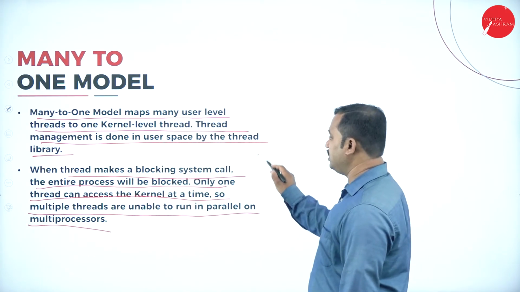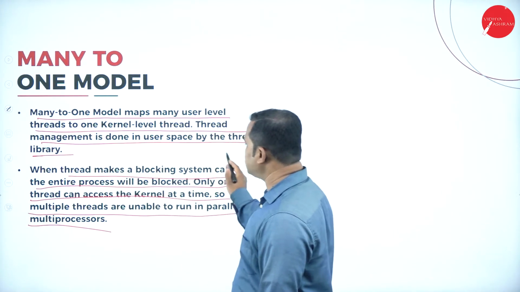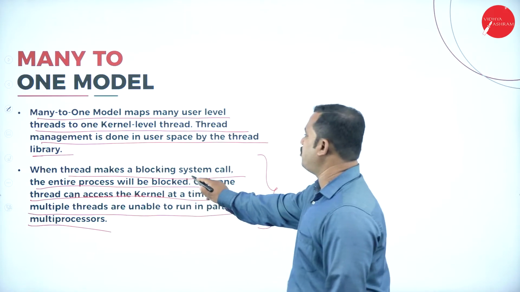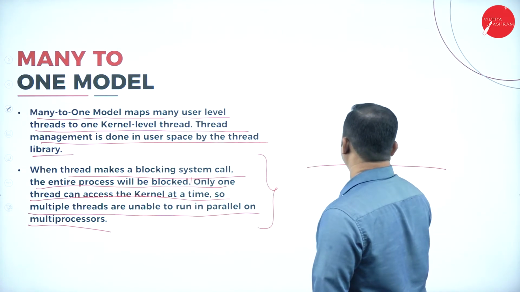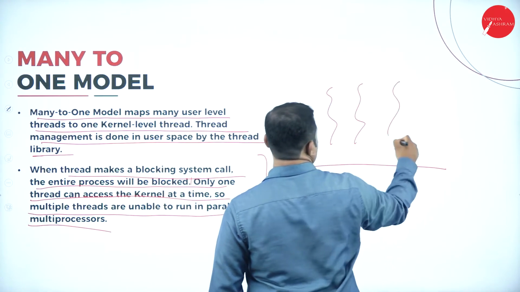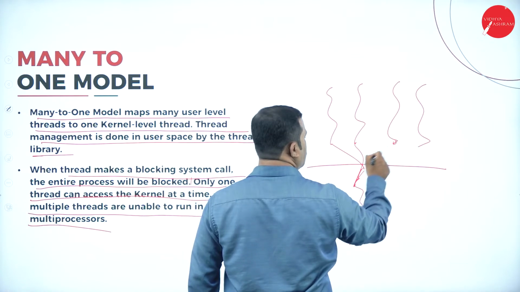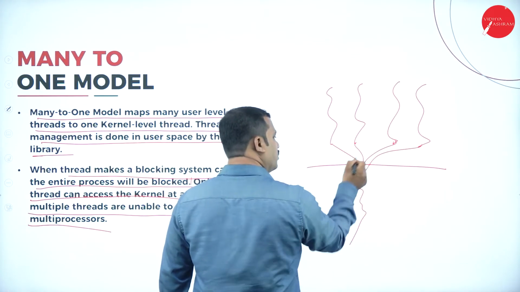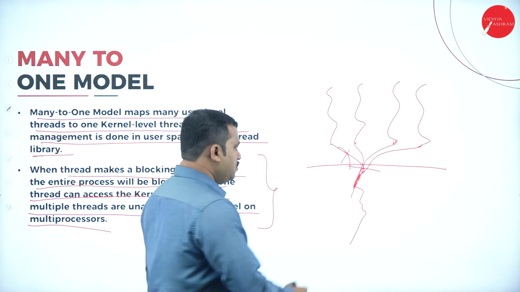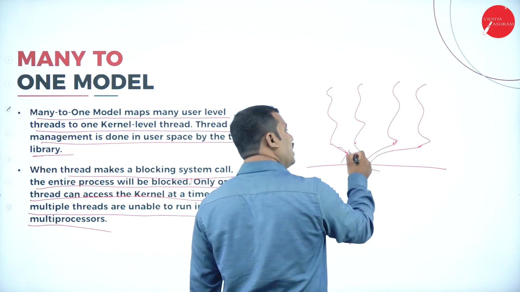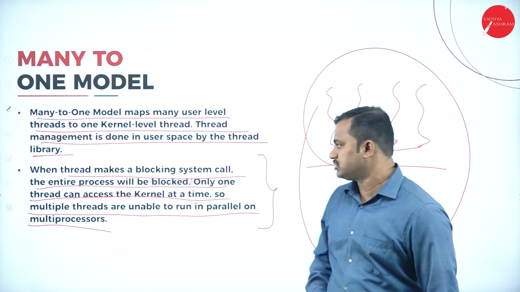What does this indicate? When one thread makes a blocking system call, the entire system will be blocked because we have only one thread in the kernel space. We have multiple threads here in the user space. When multiple users try to access the same thread, what happens? When one of the calls is blocked, we cannot proceed further. The entire system is blocked. That is the meaning of this.